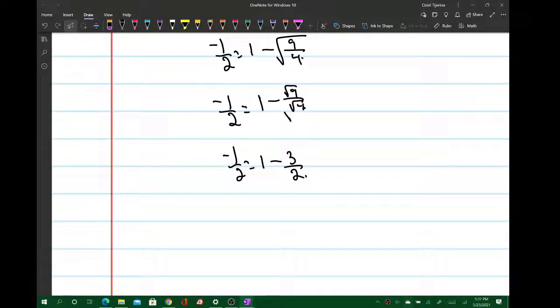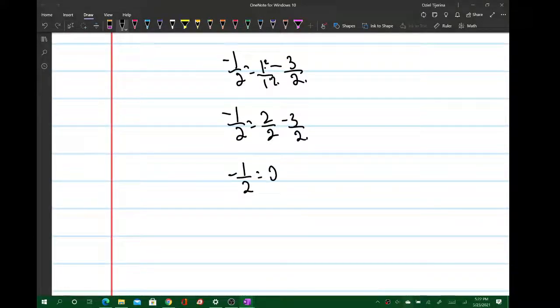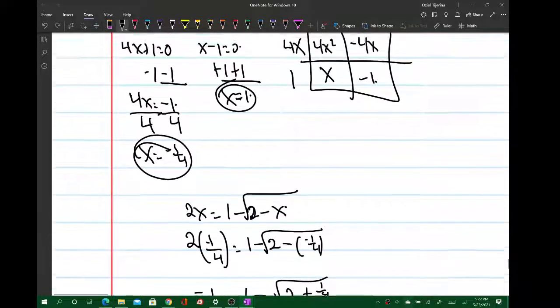And then you would say negative 1/2 equals, and you can get the same denominator on top and bottom. You get 2 over 2 minus 3 over 2. This equals negative 1/2 is equal to 2 minus 3 all over 2. Negative 1/2 equals negative 1 over 2. So yes, it's a solution.